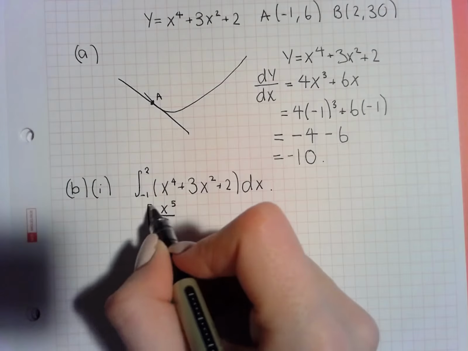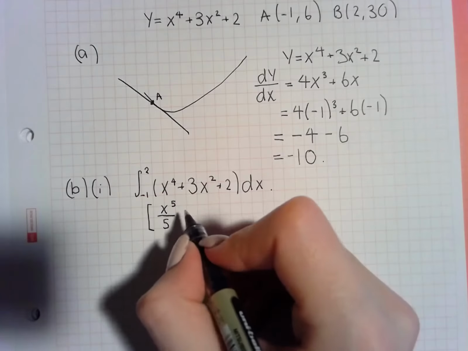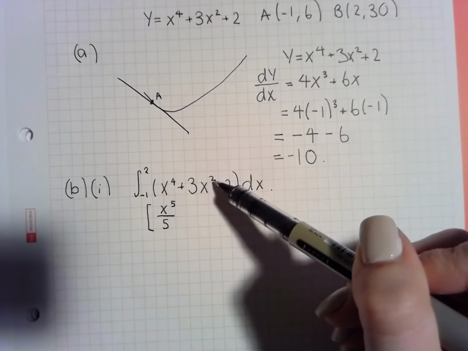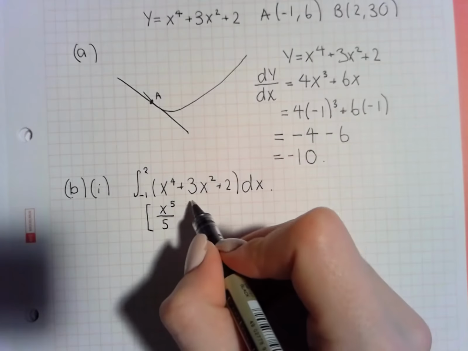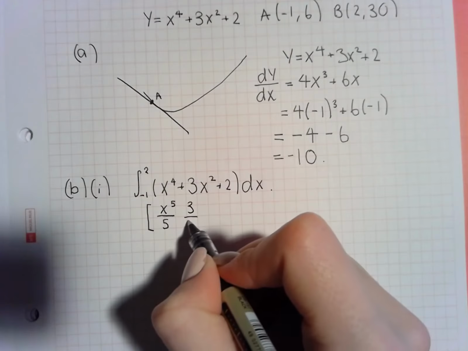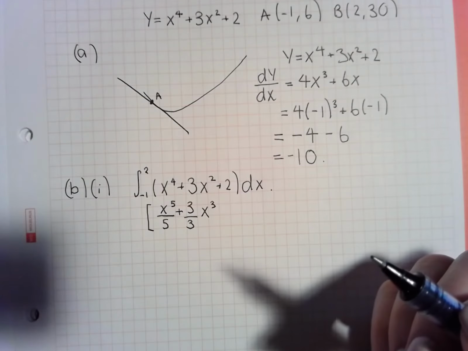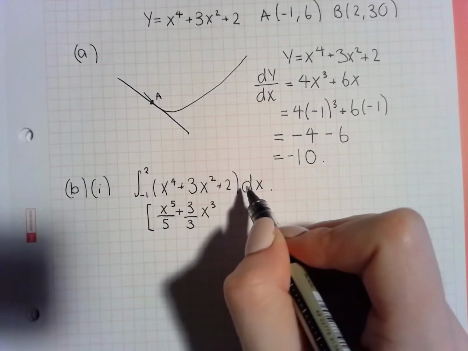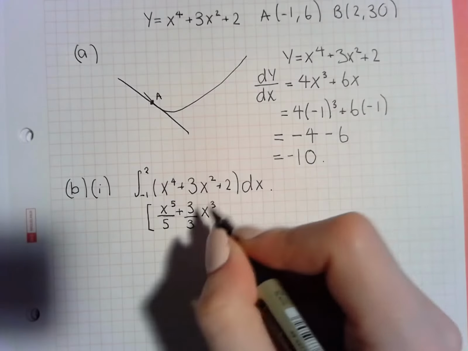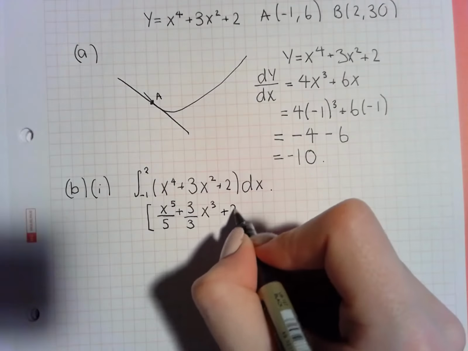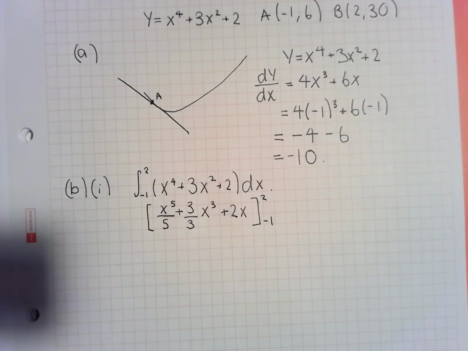And these are the limits, right? So it's important to keep this in brackets until you've utilised the limits. And then we're going to add 1 to the power here again, so 3, and then divide by our new power, so divide by 3. So 3 divided by 3, x to the 3, and that's still a plus. Okay? And then the 2, we're going to add 1 to the power of x, so that's just x to the power of 1, so just x, and divide by the new power, which is just 1, so it's just 2x. And then we have our limits 2 and -1. There we go, we've integrated.